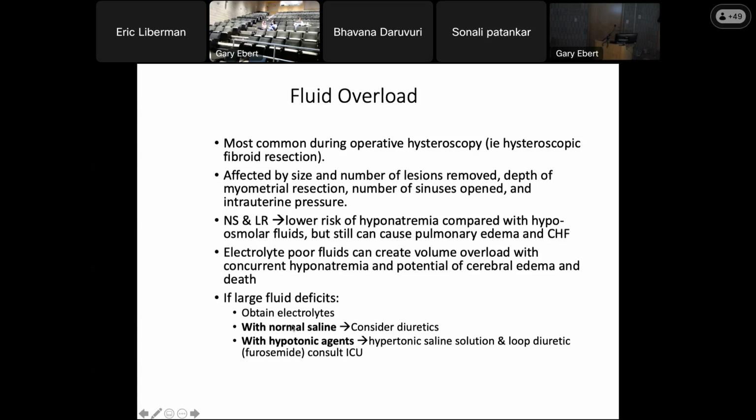And if you do have a large deficit in the PACU, you might want to obtain electrolytes to check their sodium. If you were using normal saline, you can consider diuretics. If you were using hypotonic agents, and your sodium level decreases, you have to usually replete it in the ICU because you worry about central pontine myelinolysis if you replete it too quickly.